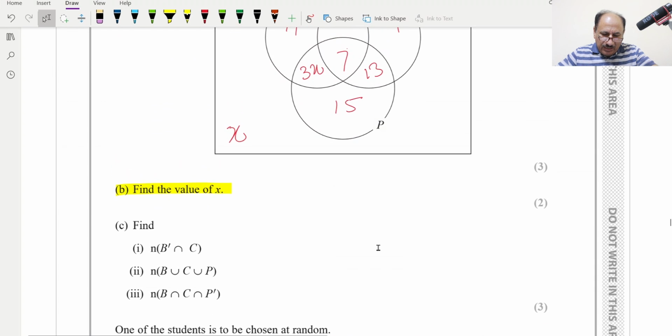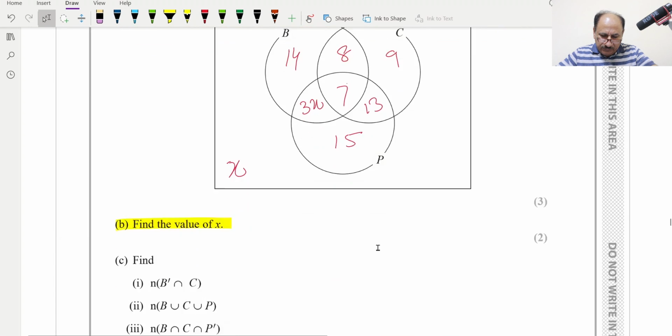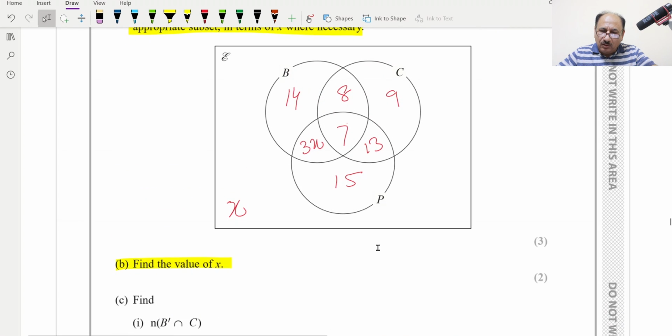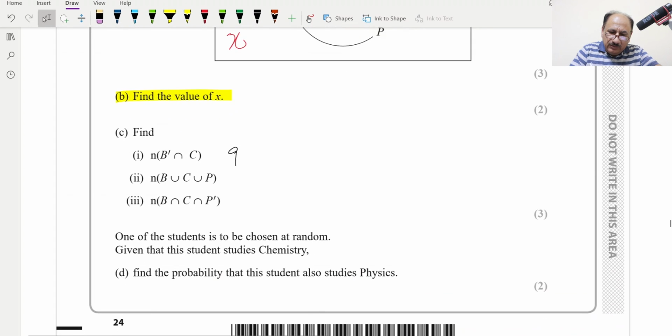Then they are asking n of B complement intersection C. So B complement will be not in B, and intersection C, not in B, intersection C will be 9 and 13, this and this. So we will write here 9 plus 13, which is equal to 22. So this answer will be 22.